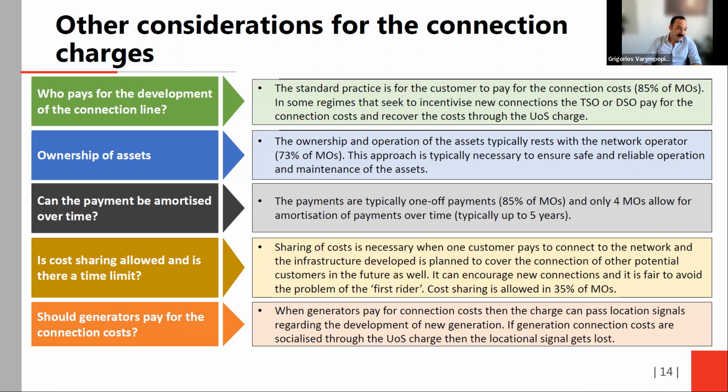Finally, should generators pay for connection costs or not? The key conclusion from the study was that when generators pay for connection costs, then the charge can pass locational signals regarding the development of new generation. So if generation connection costs are socialized through the use of system charge, then the locational signal gets lost.